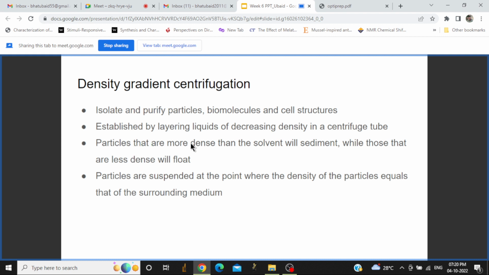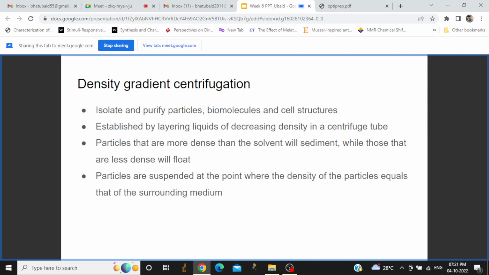Particles are separated on the basis of this principle: particles that are more dense than a solvent will sediment, while those that are less dense will float. For example, I'm not talking about a density gradient here. If there is only one solvent present in the centrifuge tube, with one density, and you centrifuge it at some particular speed, then after centrifugation the particles which have more density than this solvent will sediment and come to the bottom, and the particles which have less density will float.